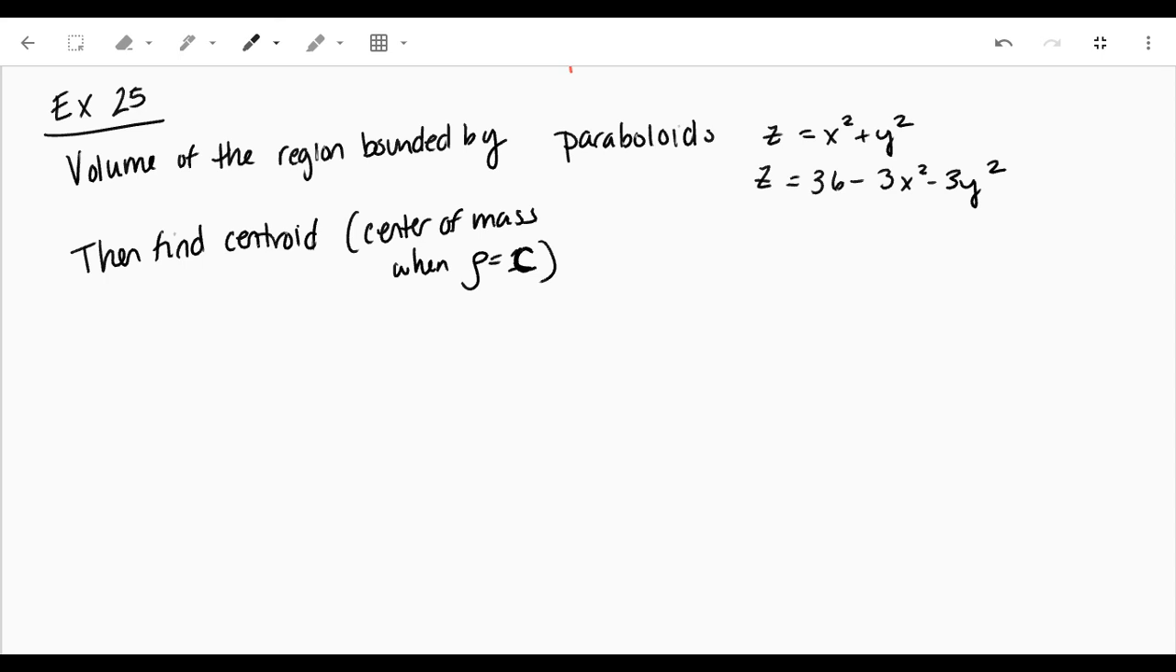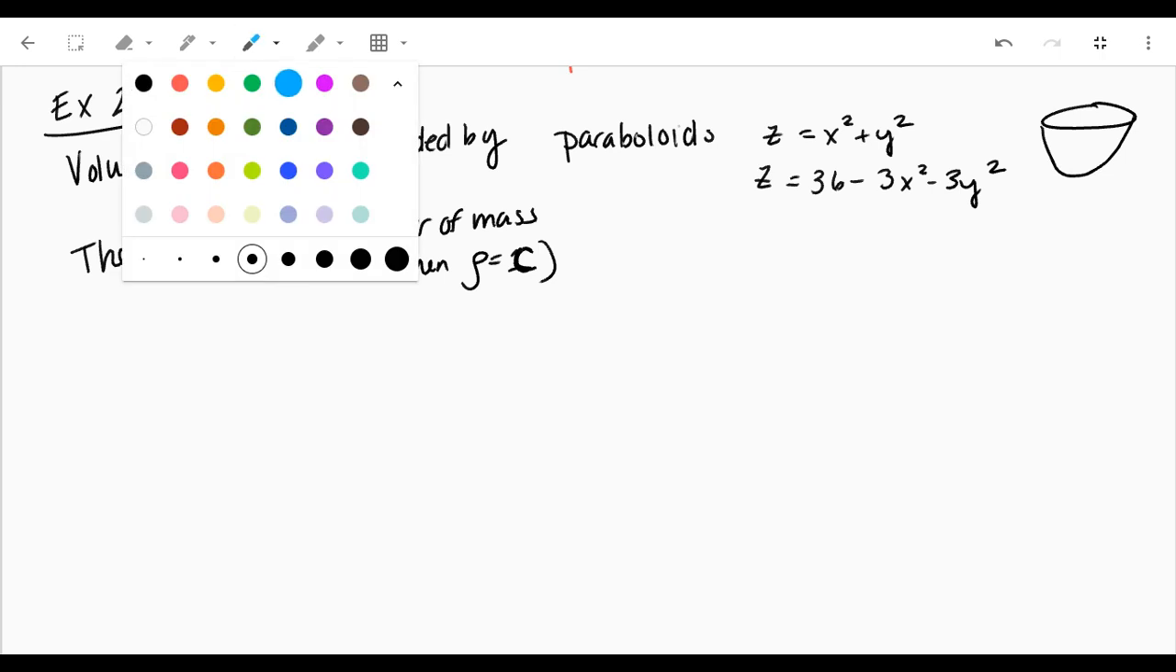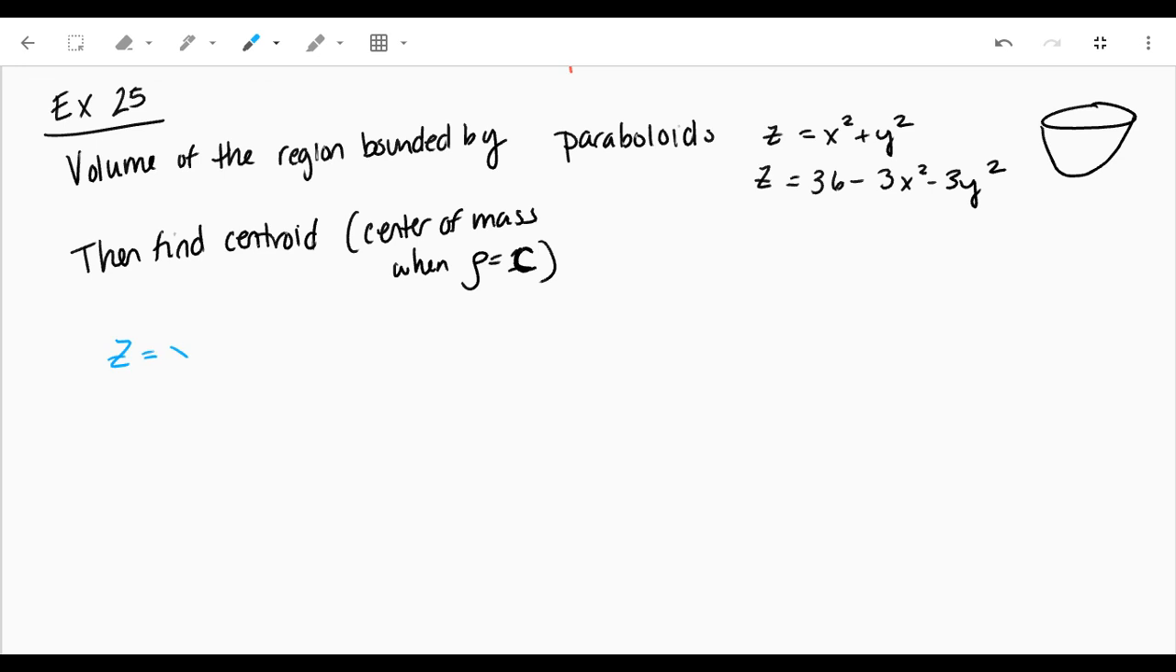Remember the shape of a paraboloid is this. Our first one is z equals x squared plus y squared. If you think about how these paraboloids look, if x were 0, we just have z equals y squared in your yz plane. So your parabola opens up, towards z.